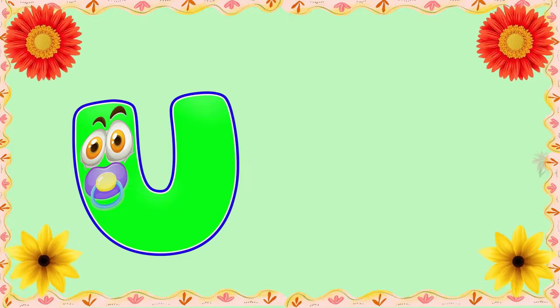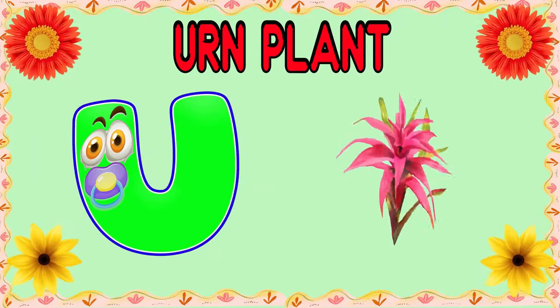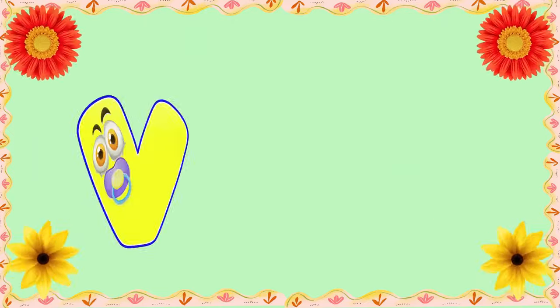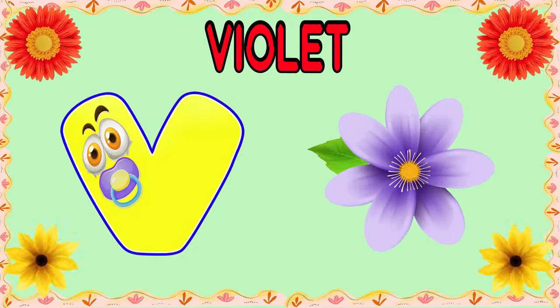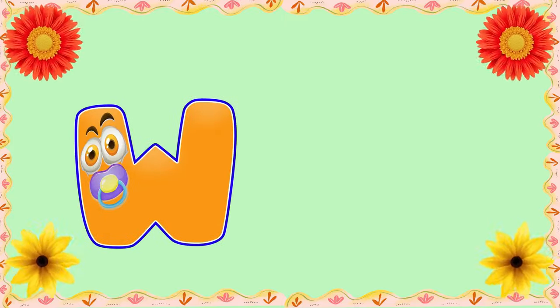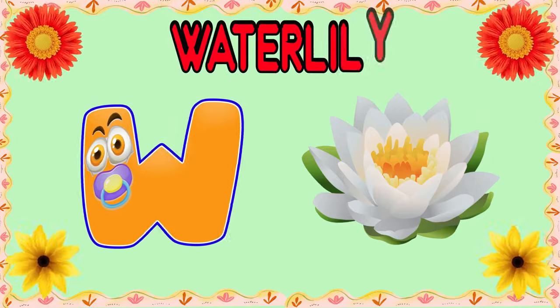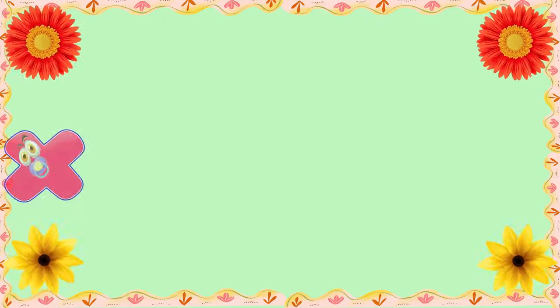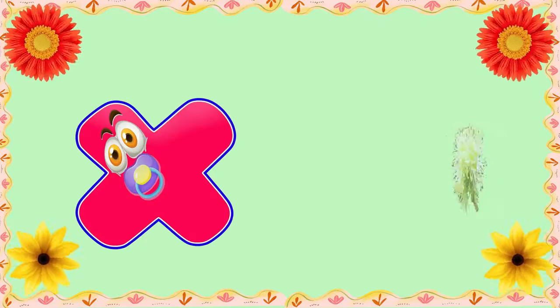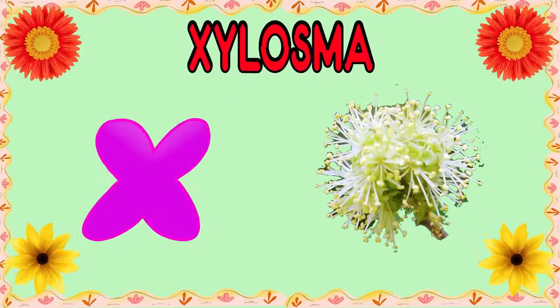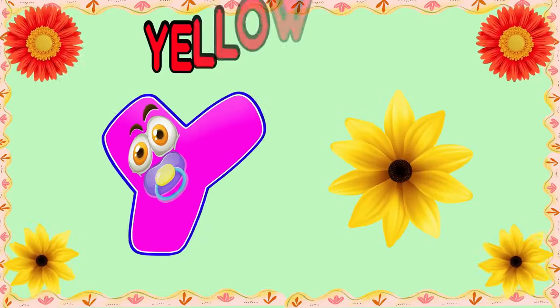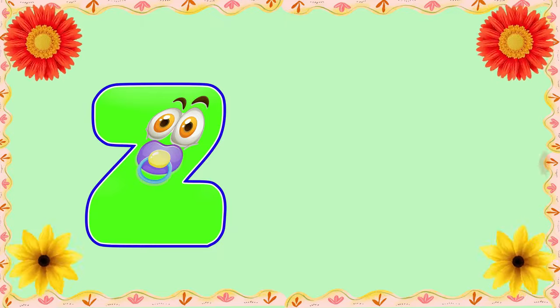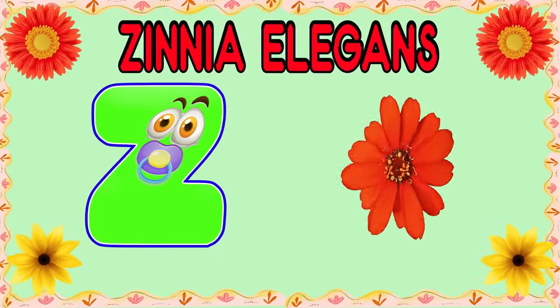U. U is for unplant. V. V is for violet. W. W is for water lily. X. X is for xylosma. Y. Y is for yellow bell. Z. Z is for zinnia elegans.